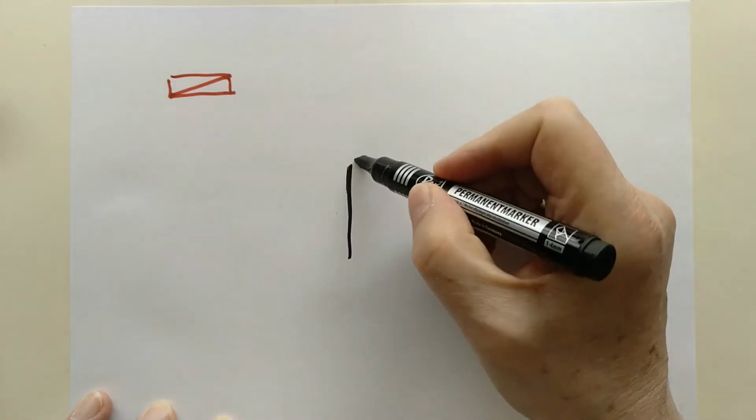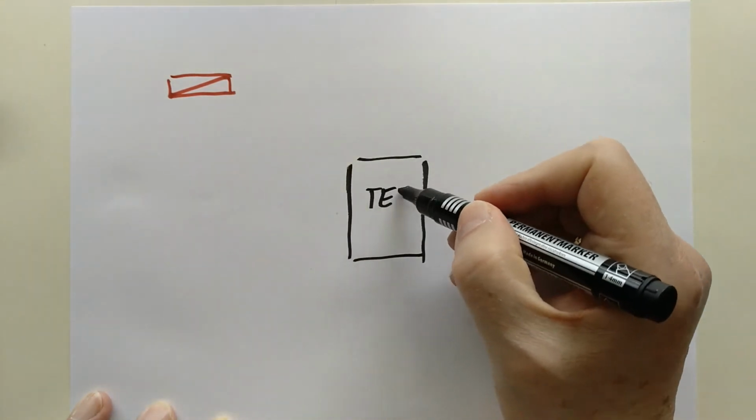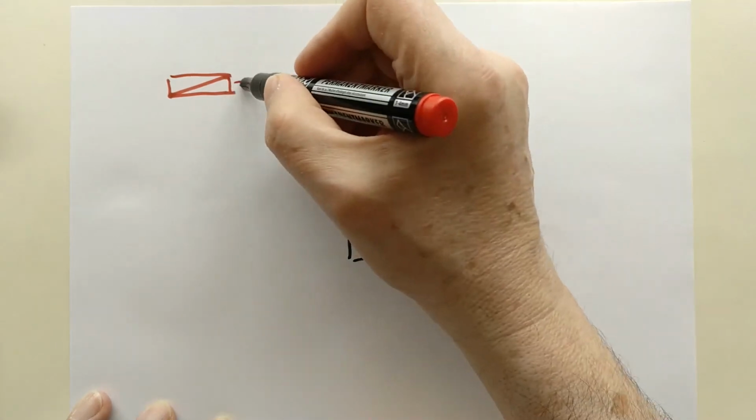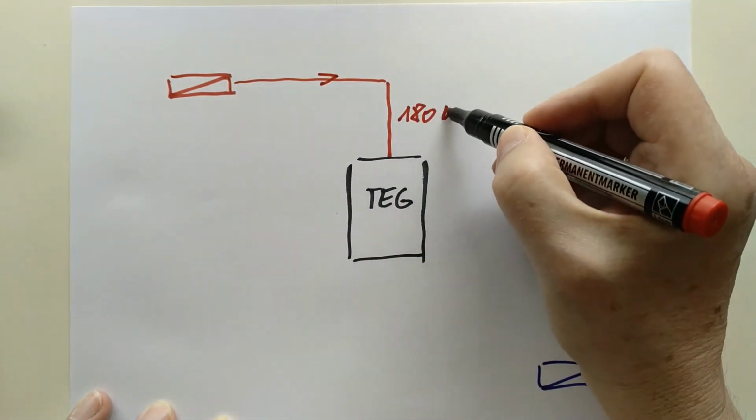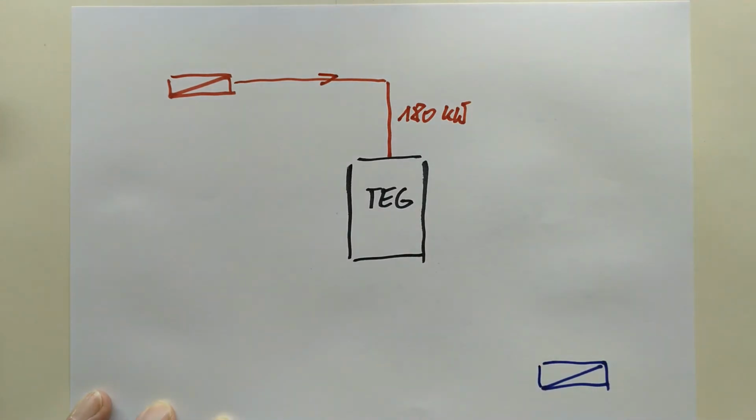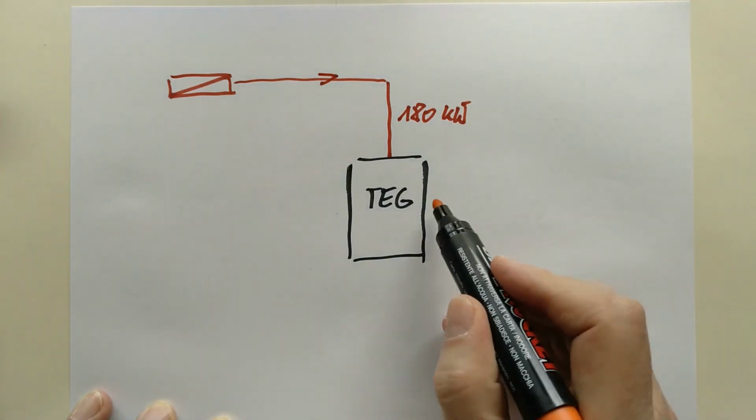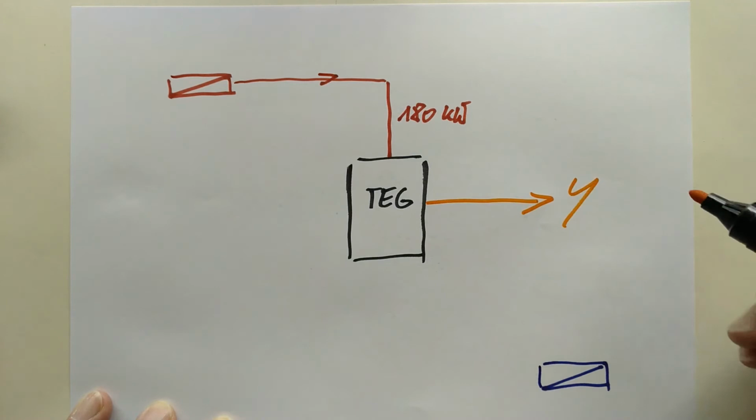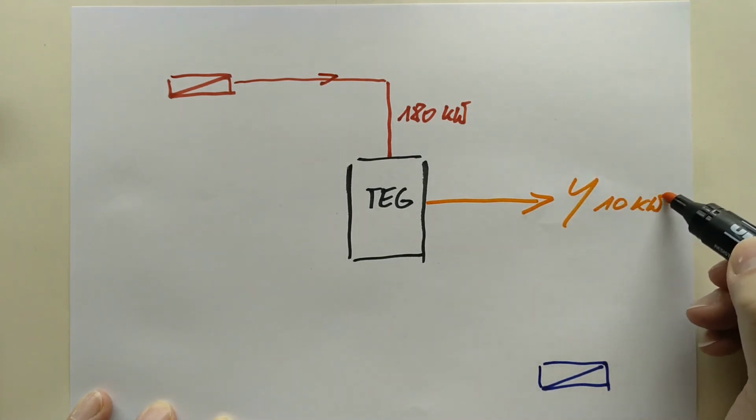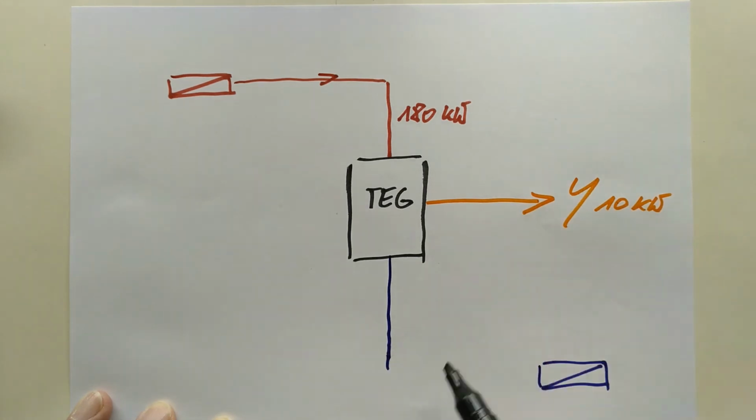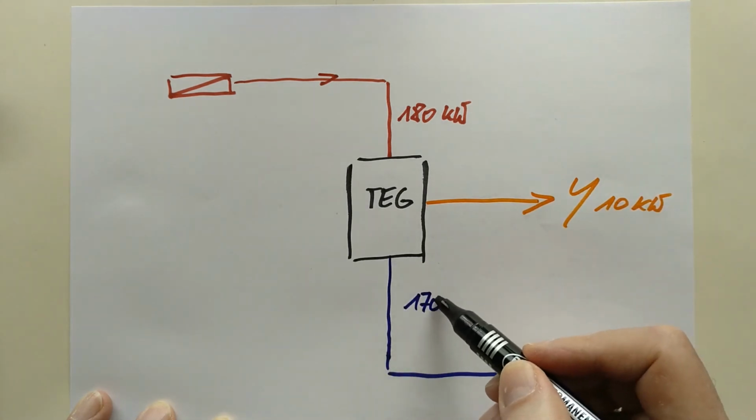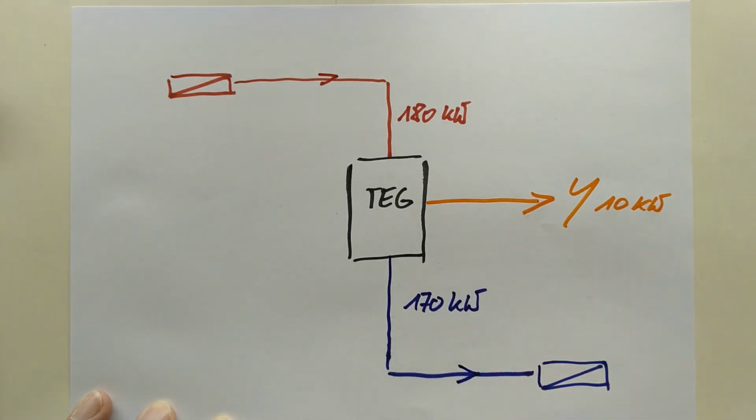In a simplified view of the energy curve, without taking radiation losses into account, we supply thermal energy of 180 kilowatts in the bypass, convert 10 kilowatts into electrical energy in the generator, and dissipate the remaining thermal energy of 170 kilowatts via the temperature increase of the heat sink.